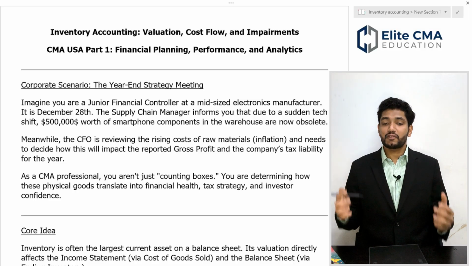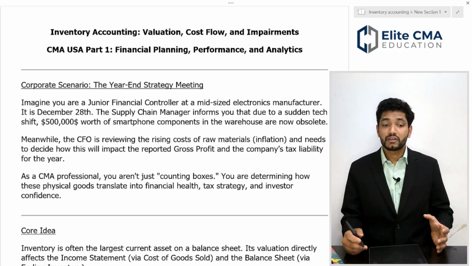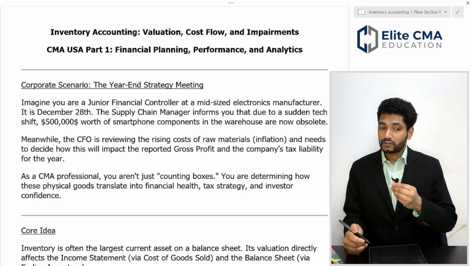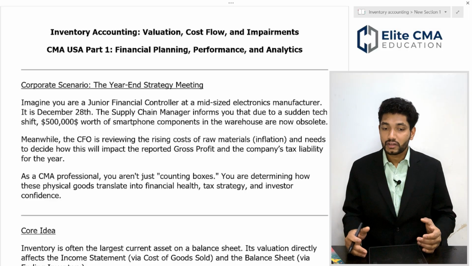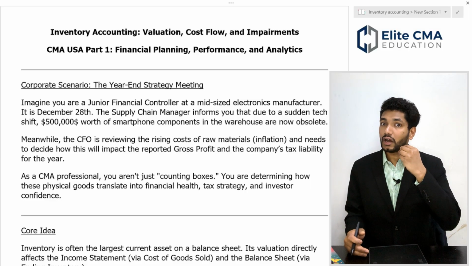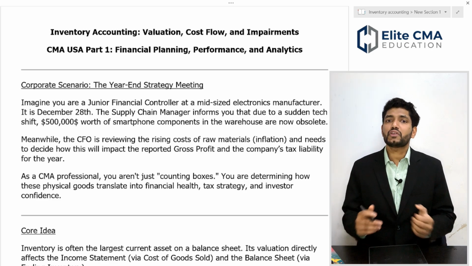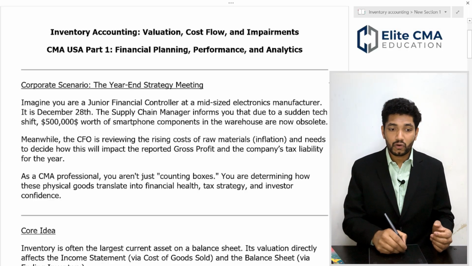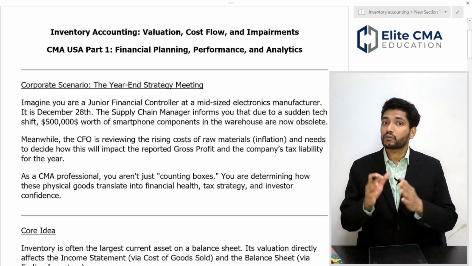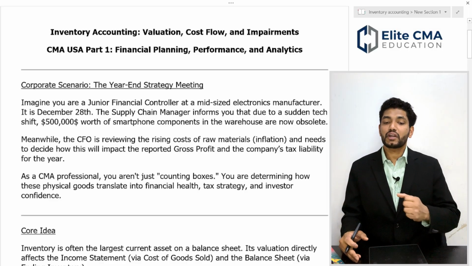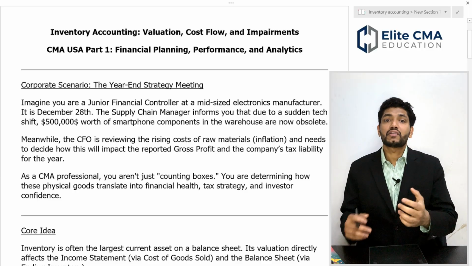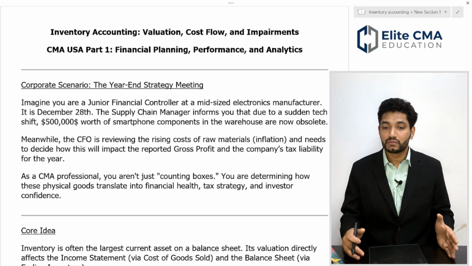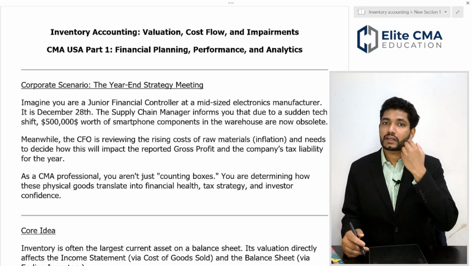Suddenly the supply chain management informs you that there will be a sudden tech shift, and 500,000 worth of smartphone components in the warehouse are now obsolete. That means you have an obsolescence loss. Obsolescence loss means you already have 500,000 worth of material in stock, but the industry has shifted from that technology to another technology. So that's a loss for you. How are you going to account for that loss?